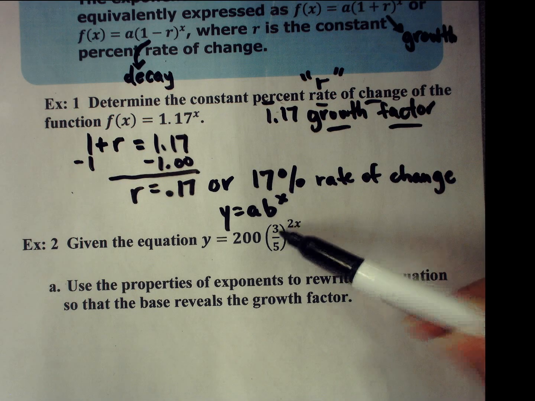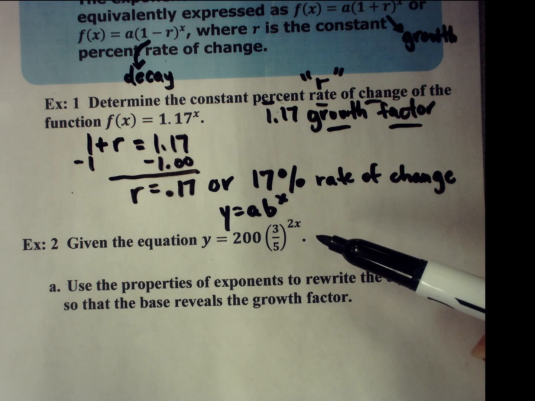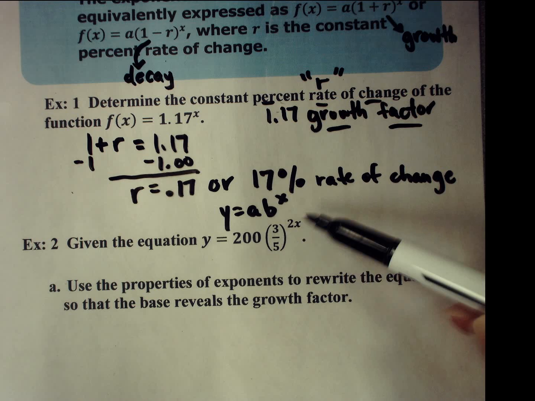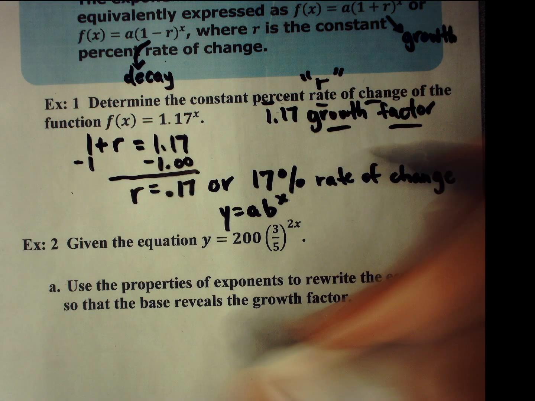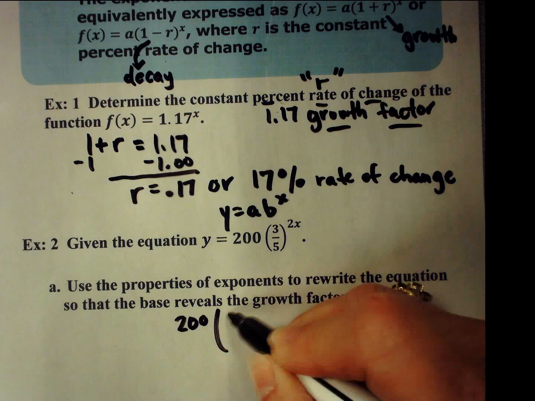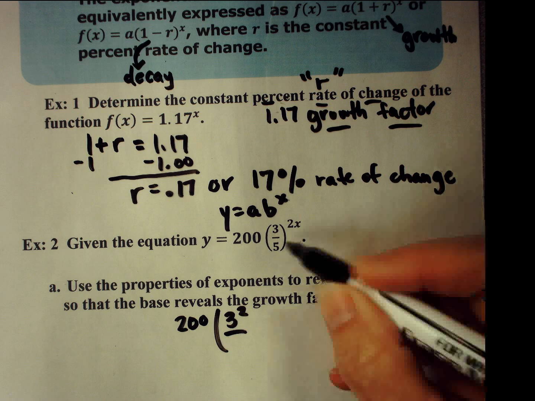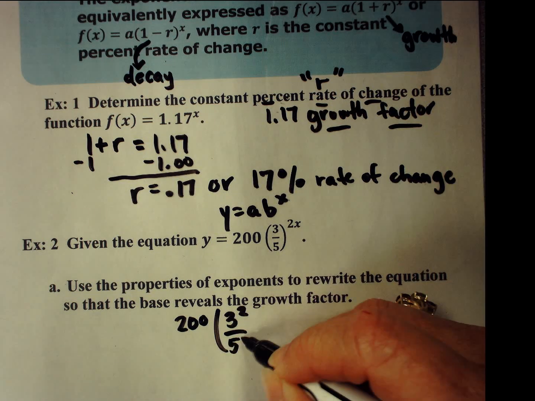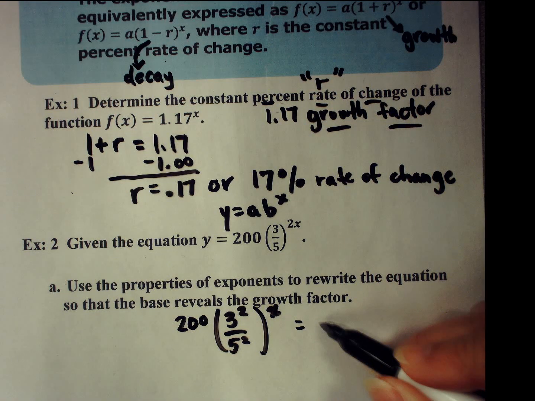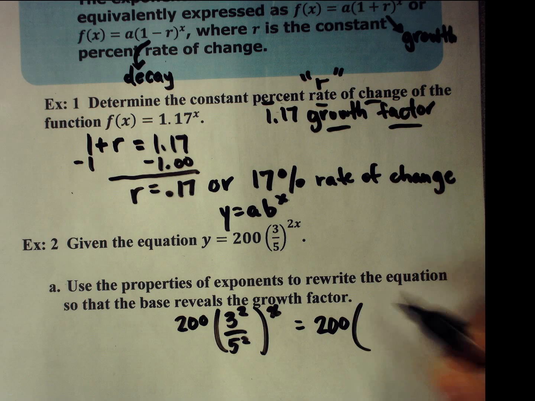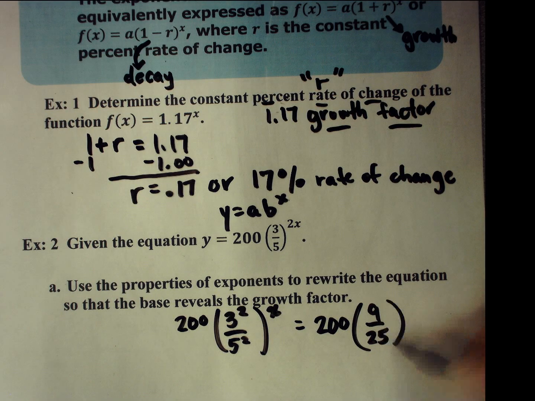What do you do when you raise a power to a power? So you're going to go 3 to the second power. Because we only want an x out here, but I have a 2x. So I'm going to take that 2, and I'm going to raise it to the numerator, 3, and I'm going to raise it to the denominator, and then I'll get to reveal my growth factor. Now, if you want to put this in a decimal, you're more than welcome to do that. As a matter of fact, I think we should because we're trying to reveal a percentage eventually.